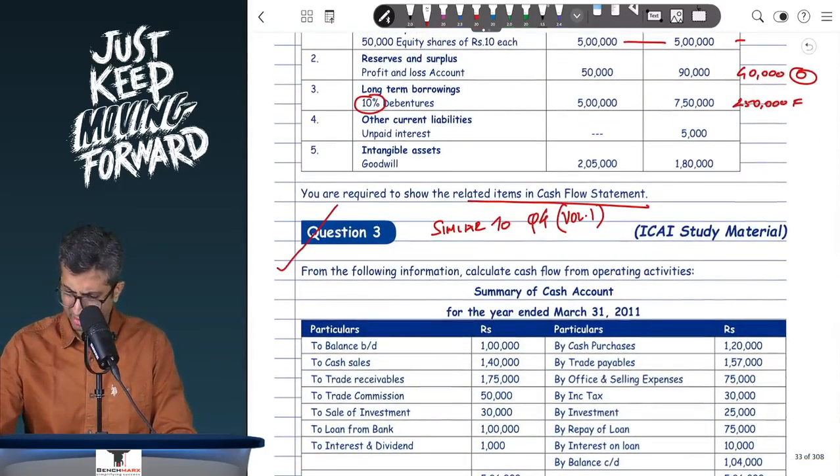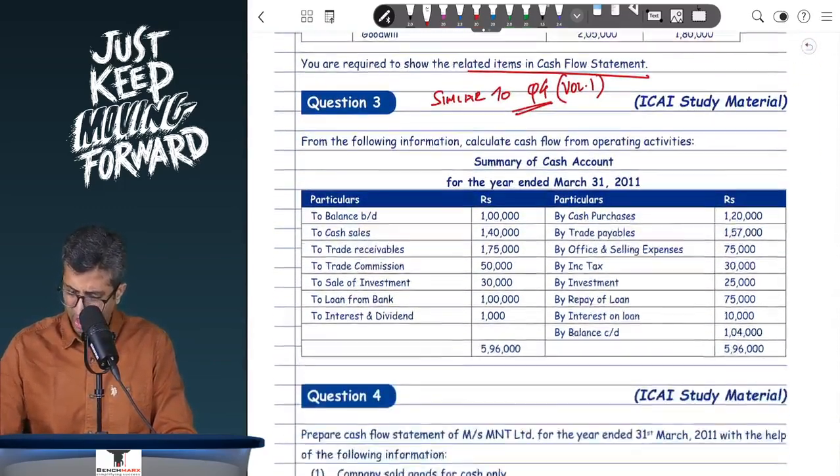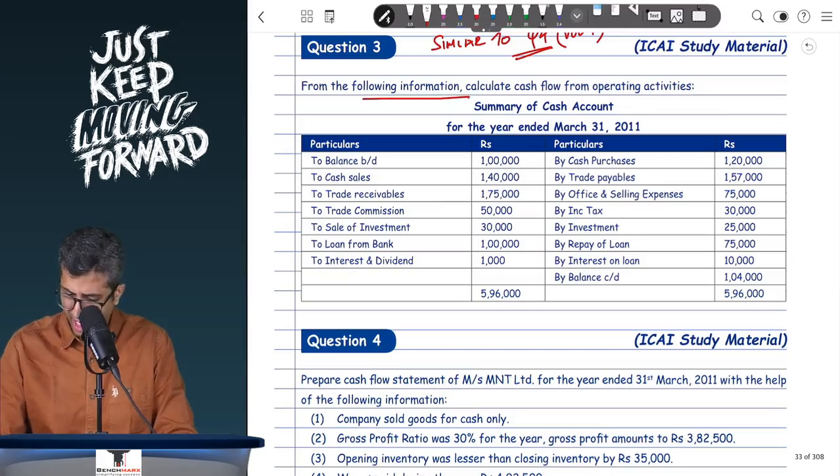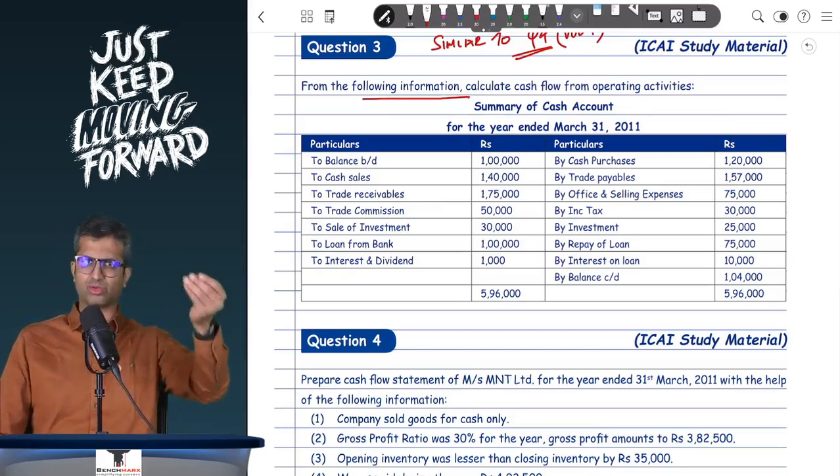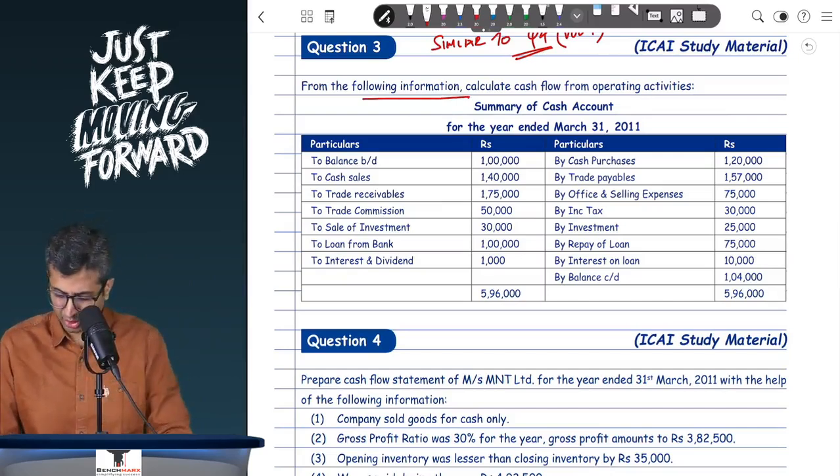Now we look at question number 3. Again, this is similar to question number 4, that question where you were given a bank account, and from the bank account you had to give the cash flow for the period. Like this is your opening balance, this is your closing balance.